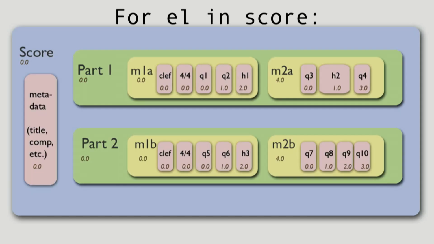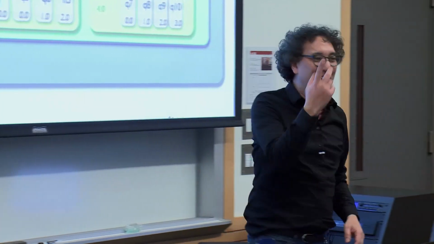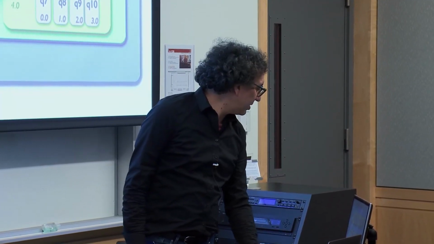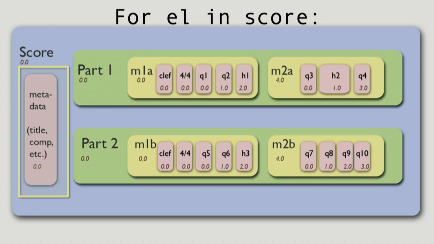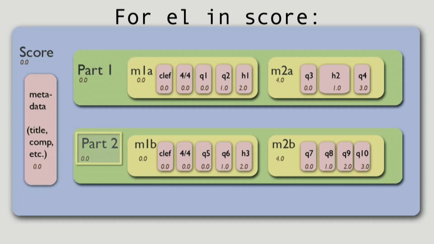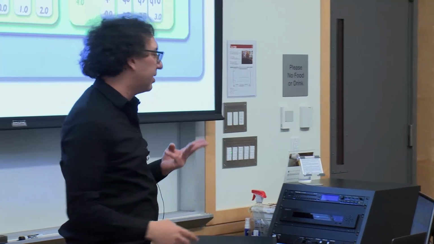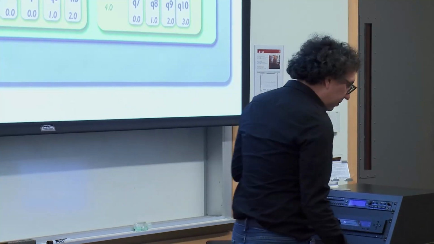Now, when you iterate over the score, for L in score, I'll sometimes use L, element. Element comes off the tongue better, but L is quicker to type. And when you do this, you'll see, as we've already seen, you get the metadata, you get part 1, and then you get part 2, and that's all. So you get the 3 things that are there.